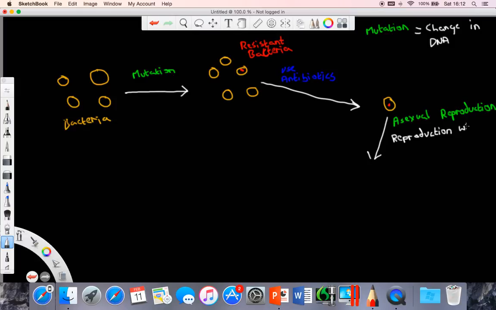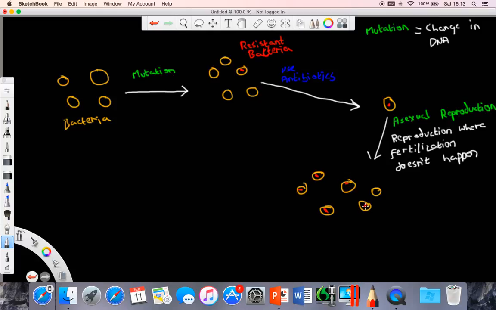Reproduction where fertilization doesn't happen. Okay, we have asexual reproduction. Essentially, this bacterium with the antibiotic resistance clones itself, like so. Okay, we get lots of it. It starts to double its numbers. It starts to become more of itself. And these all have this antibiotic resistant gene now.